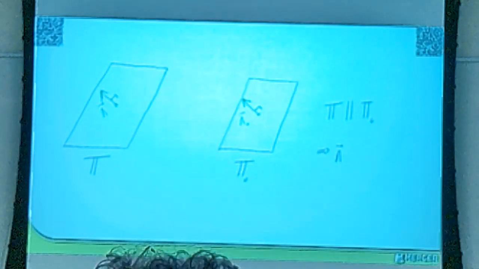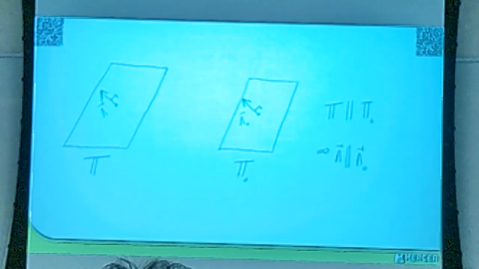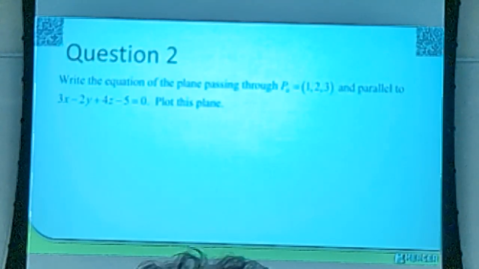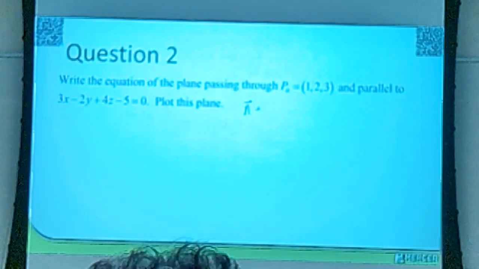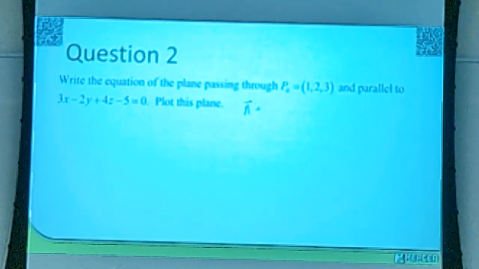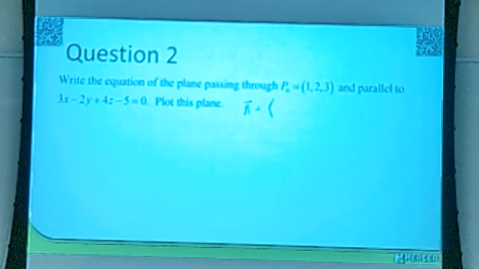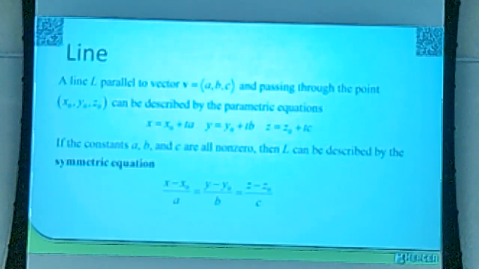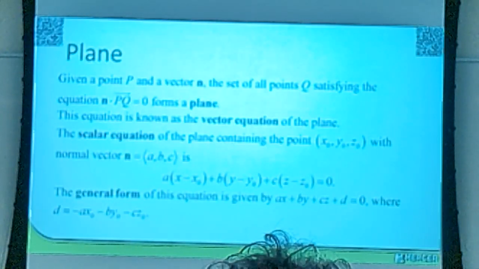They're parallel, not necessarily in the same direction, obviously. All we know is that they have to be parallel. The two normal vectors have to be parallel. Well, again, why not just use the given normal vector then? What's the normal vector? Just A, B, C.